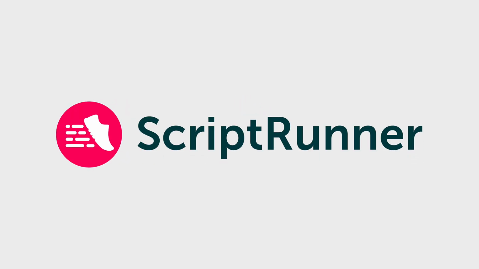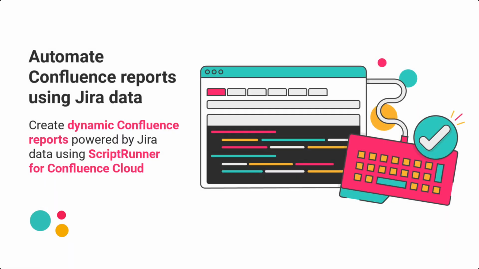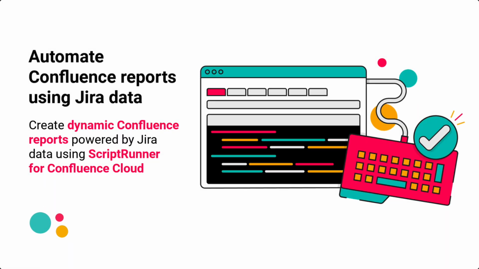If you're already using ScriptRunner for Jira Cloud, you know how powerful automation can be. But did you know that you can extend that same capability into Confluence? In this demo, we'll show how to use ScriptRunner for Confluence Cloud to automate your Confluence reports using Jira data.